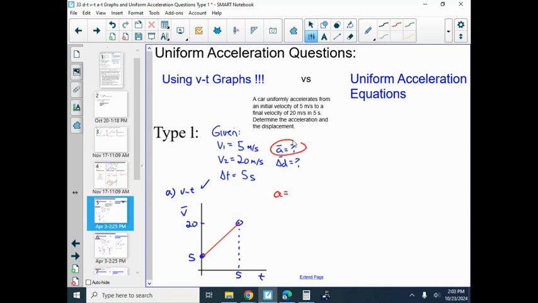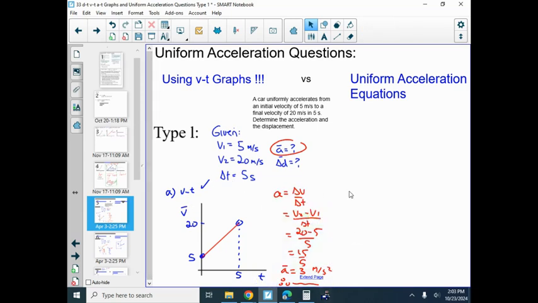Acceleration equals, and we know it's delta v over delta t. In this case, we can jot it in as v2 minus v1 over delta t. So we can put it in as 20 take away 5 over 5, which gives us 15 over 5, which is just 3. It's 3 meters per second squared. Okay, so we've gone ahead and calculated the acceleration.